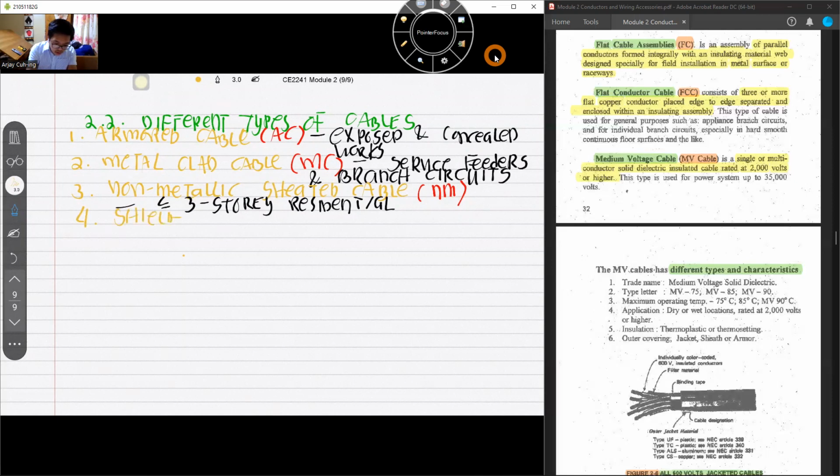So shielded, non-metallic sheeted cable. Okay. So ito class, ang shortcut niya is parang meron nagkaroon lang class ng S yung NM. Yan. Okay. So saan gamit class yung may shield? So this time kapag shielded siya class, pwede siya sa hazardous locations.